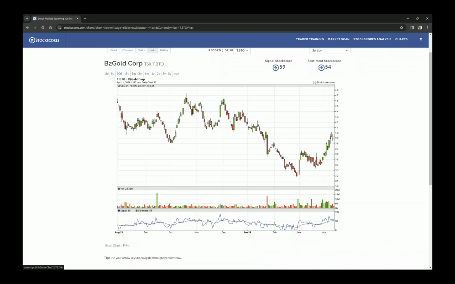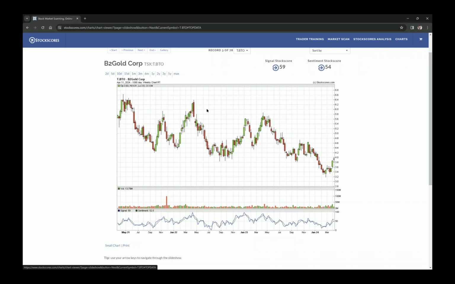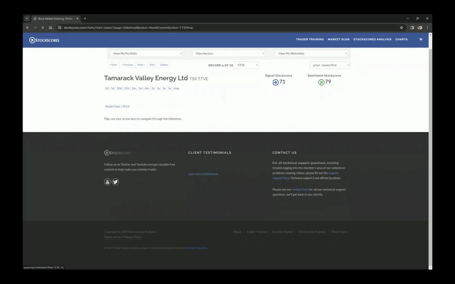It's okay. If I look at the 3-year chart, I see that it's still below its downward trend line. So now I like it a little less because the sellers are still in control of this stock. Go to the next one.